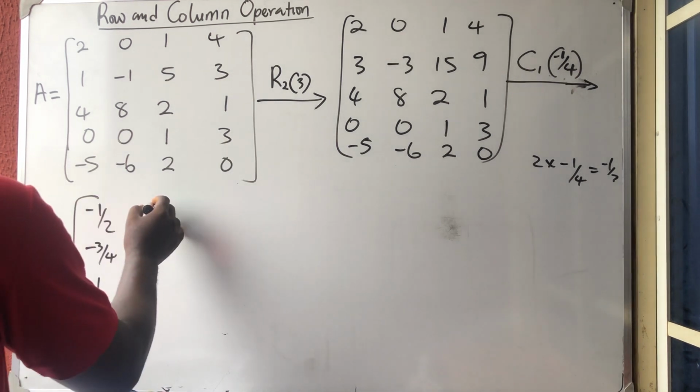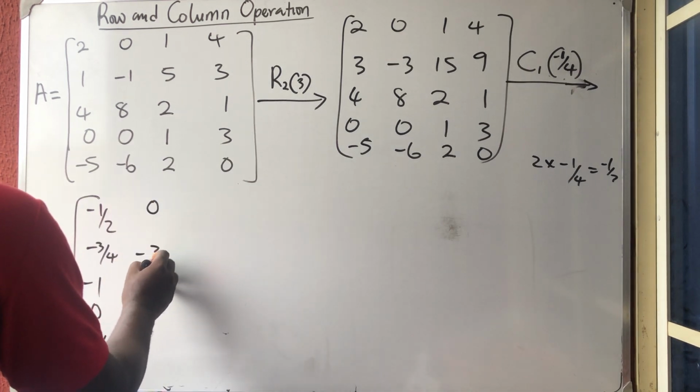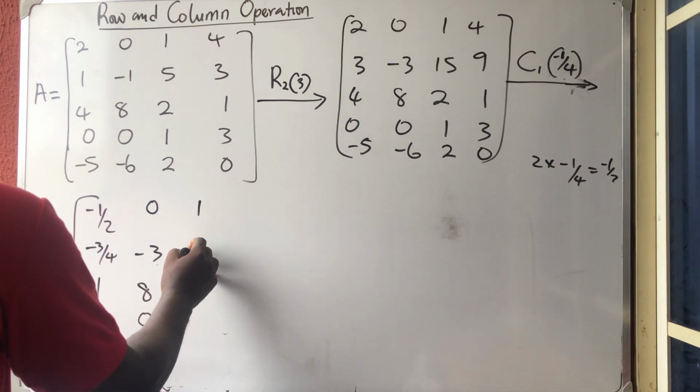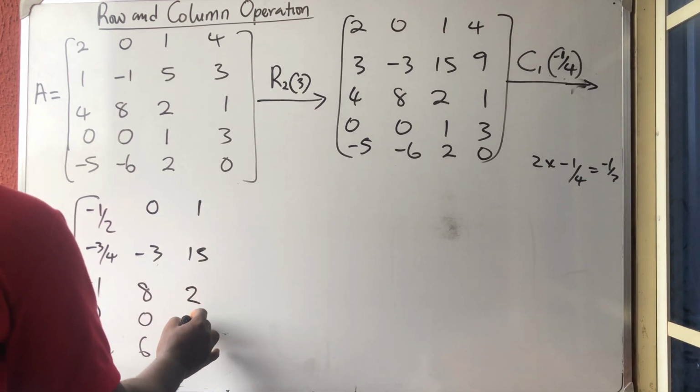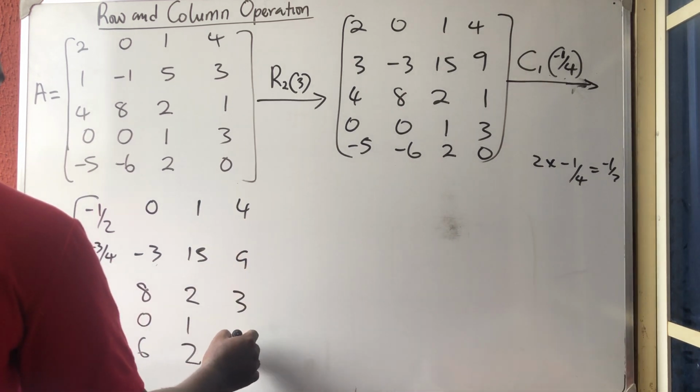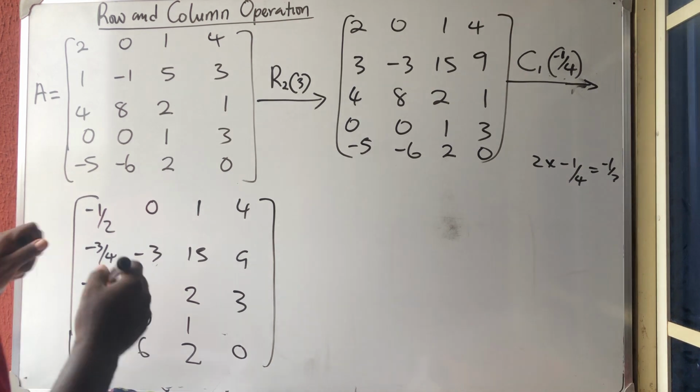Then leave the rest the way they are. 0, minus 3, 8, 0, 6, 1, 15, 2, 1, 2, 4, 9, 3, and 0. Okay, so that is that.